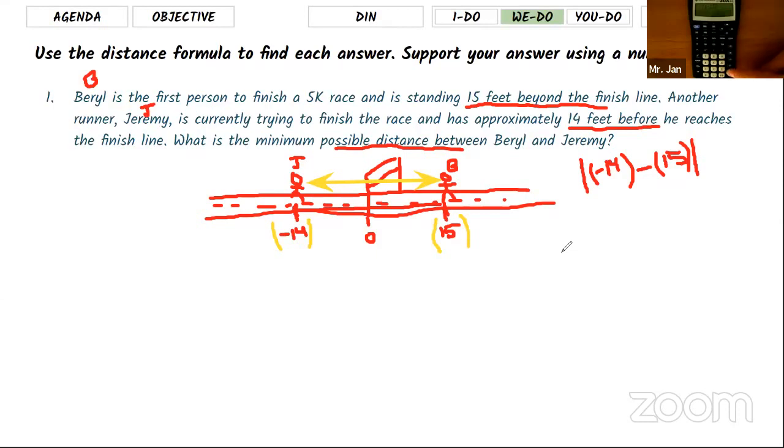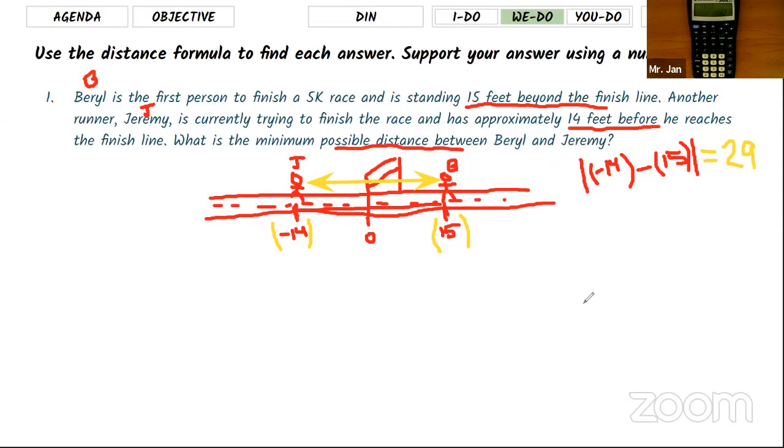When you hit enter, you're going to end up with negative 29, and if you take the absolute value of that negative 29, it becomes 29. Which means the distance between Jeremy and Beryl is 29 feet. Oh, thank you so much, I saw the answers, I didn't check the chat box. You guys got it. Yes. But make it positive 29, because distance is always positive.